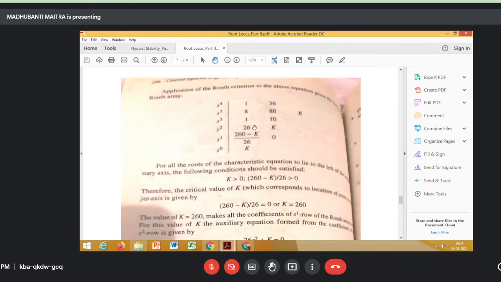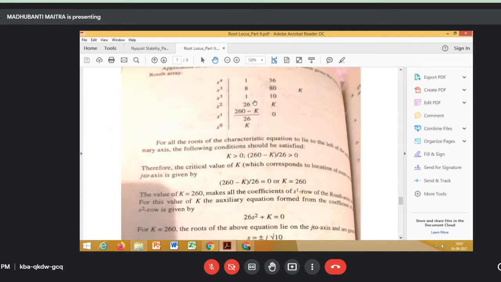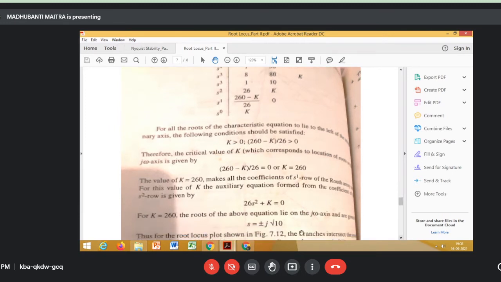That means if we make this particular term 0, then the s to the power 1 row will contain all 0 terms, isn't it? So for what value of gain k will this term be 0? For k equal to 260. Accordingly, with these coefficients, we can form the auxiliary equation, and in the limiting condition the value of gain k is 260. Hence, the auxiliary equation is 26 s square plus k, where k is 260.